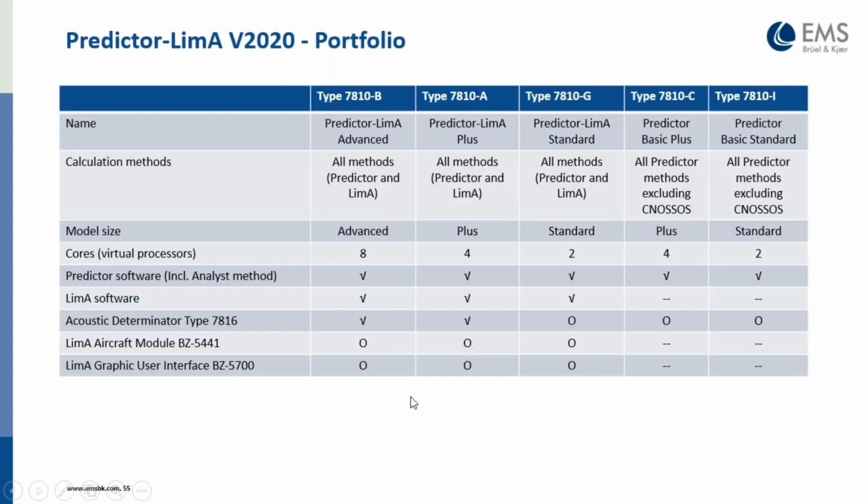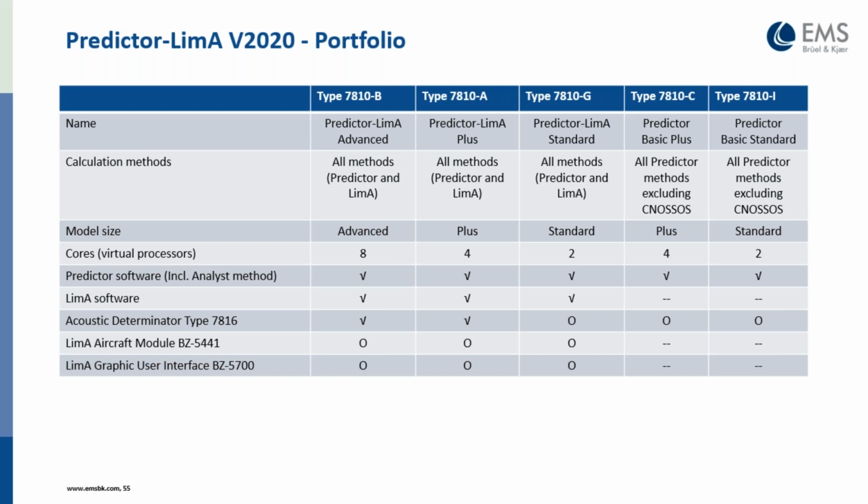the portfolio. If you look at the portfolio, the number of configurations, in 2018, we changed the portfolio for Predictor LimA from 9 configurations to 5. And it makes it much clearer and much easier to select which configuration you would like to use. And so we've got now 5, starting with the top end 7810B for full scale, for large scale noise mapping, for instance, for the European noise mapping projects, the B version. Then the A version is for long stretches of highway or railway. Then the G version is for standard models, all for railway, industrial noise, road traffic noise, rail traffic noise, etc.